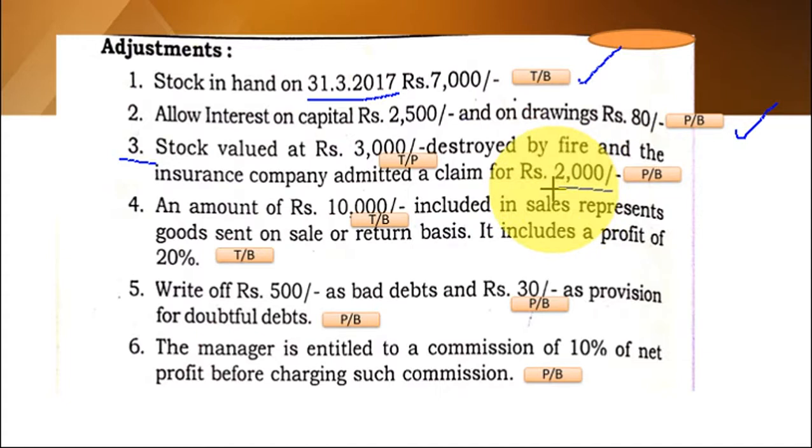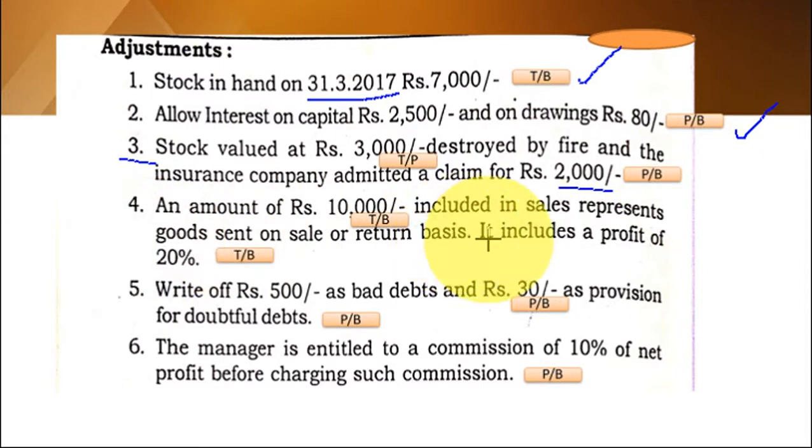So how do we write it in the profit and loss account? See, this also we have to write in the profit and loss account. This also we have to write in the profit and loss account. So 3,000 destroyed, amount paid 2,000. So 1,000 is the loss that we write in the profit and loss account. Other than this, 3,000 should appear in the trading account and 2,000 should appear in the balance sheet. Clear?